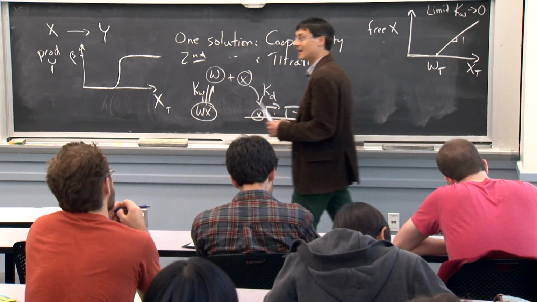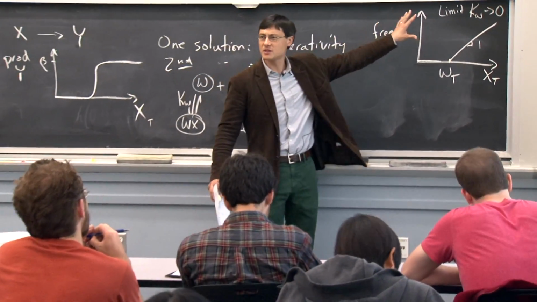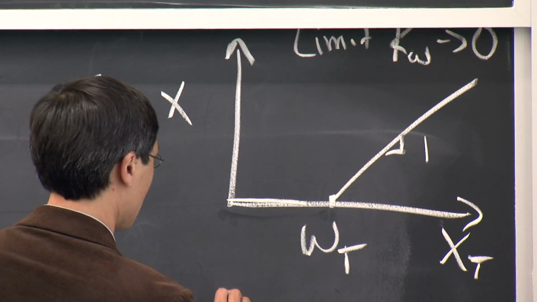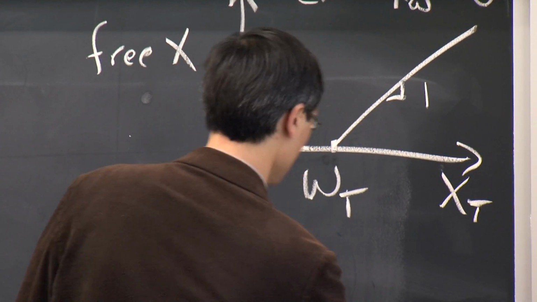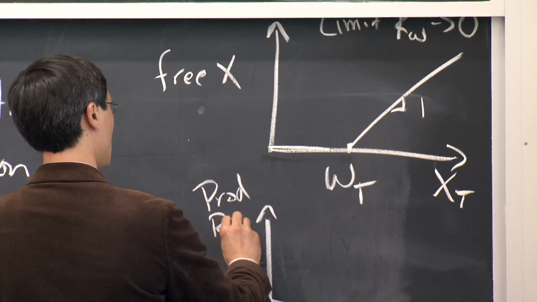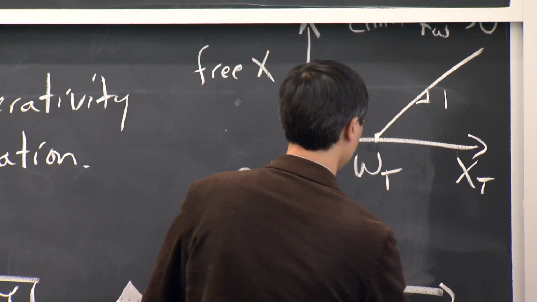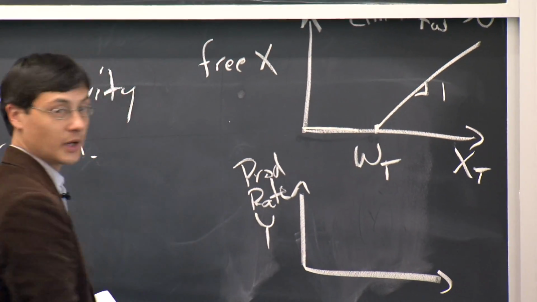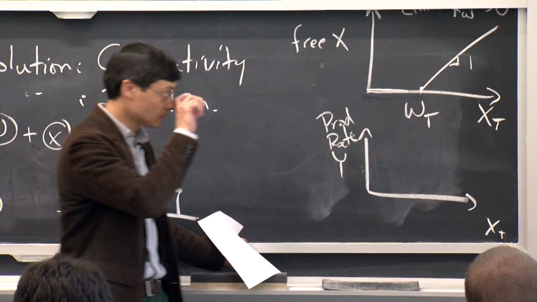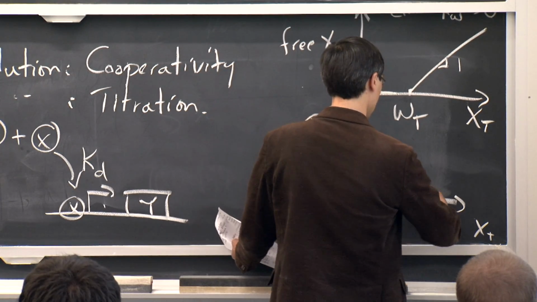So this is the idea behind this mechanism. What I'm drawing is the case of perfect sequestration. In this case, if you look at the production rate of Y as a function again of X total, the production rate in here is going to be equal to what? 0, until you get to this W total, and then it's going to come up.